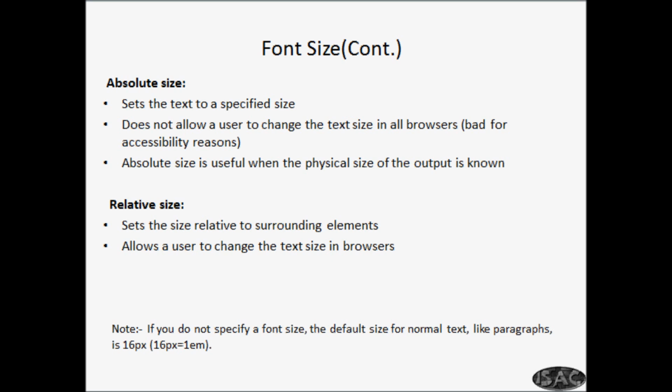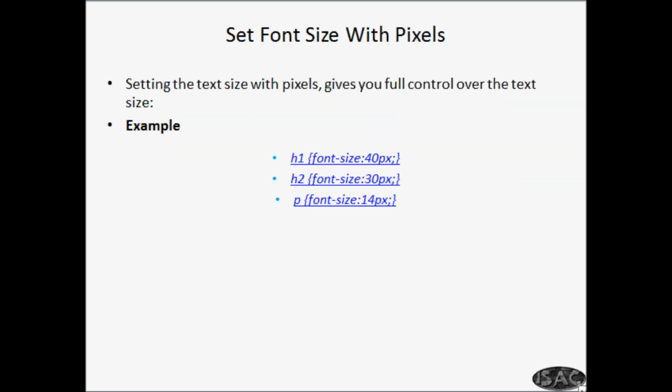If you do not specify a font size, the default size for normal text like a paragraph is 16 pixels, and 16 pixels, as we know, is equal to 1 em. So there are some kinds of measurements we have for the font. Sometimes we can use pixels, sometimes we can use em, sometimes percentage and all.